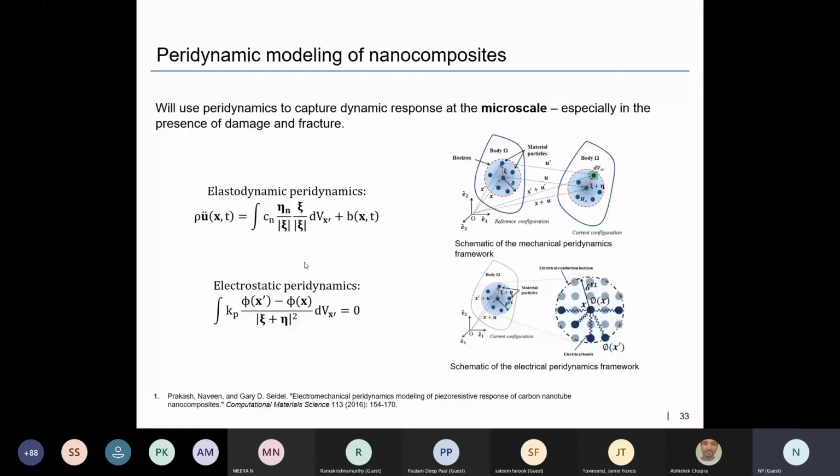So we wanted to capture what happens to both the granular phase and the polymer binder phase, and how the piezoresistivity is manifesting in terms of change of resistance. We extended the regular elastodynamic Peridynamics to an electrostatic version of Peridynamics, and we are solving a coupled system of equations. It's a one-way coupling, but still a coupled set of equations.